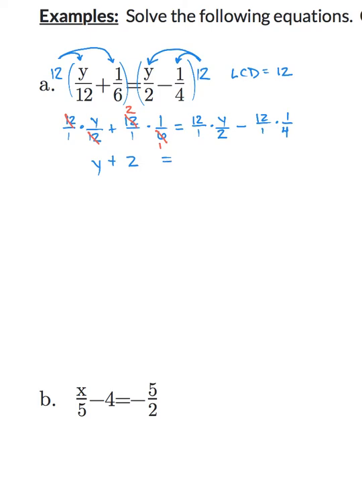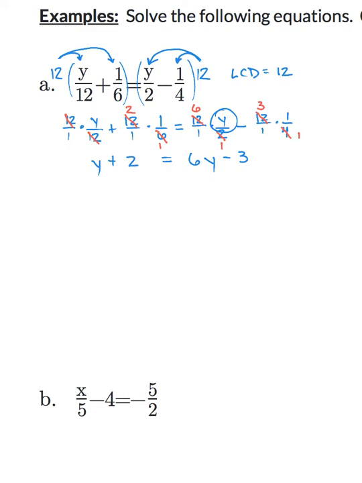On the right side of the equation, I can cancel my 12 and my 2. Both are divisible by 2. 2 divided by 2 is 1, and 12 divided by 2 is 6. So I am left with 6 times y. And in the last term, 12 and 4 are both divisible by 4. 4 divided by 4 is 1. 12 divided by 4 is 3. And if we multiply straight across, we get minus 3.